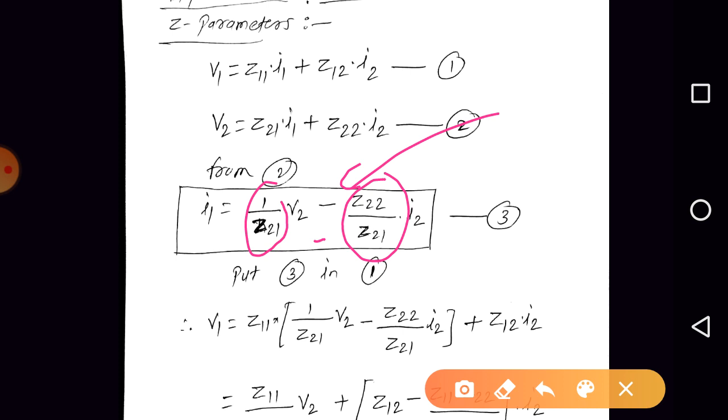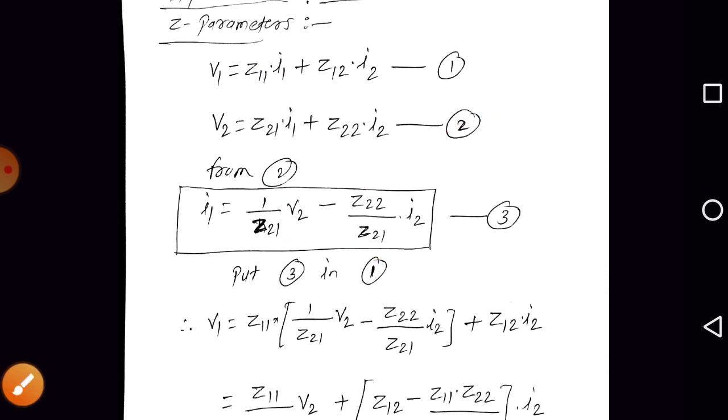Further we need to find the A and B parameters, right? So can we put equation 3 in equation 1? If we put equation 3 in equation 1, we can replace this I1 in terms of V2 and I2, so we'll be getting V1 on the left and V2, I2 at the right hand side. We require V1 in terms of V2 and I2 only. So put equation 3 in 1.